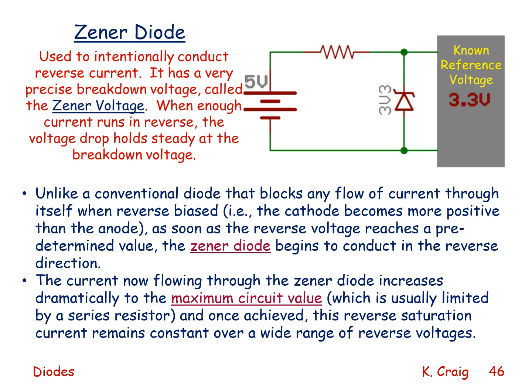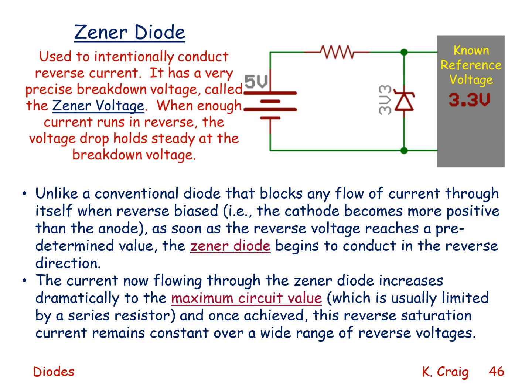The Zener diode. The Zener diode is used to intentionally conduct reverse current. It has a very precise breakdown voltage called the Zener voltage. When enough current runs in reverse, the voltage drop holds steady at the breakdown voltage. Here we see the Zener voltage, a known reference voltage, to be 3.3 volts. And note the representation of the Zener diode.